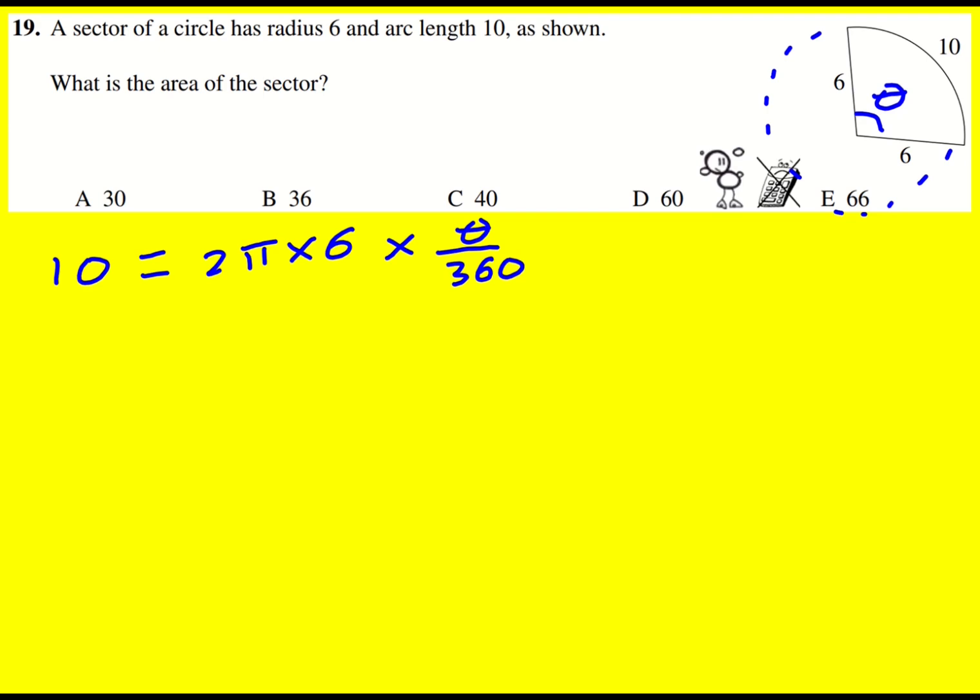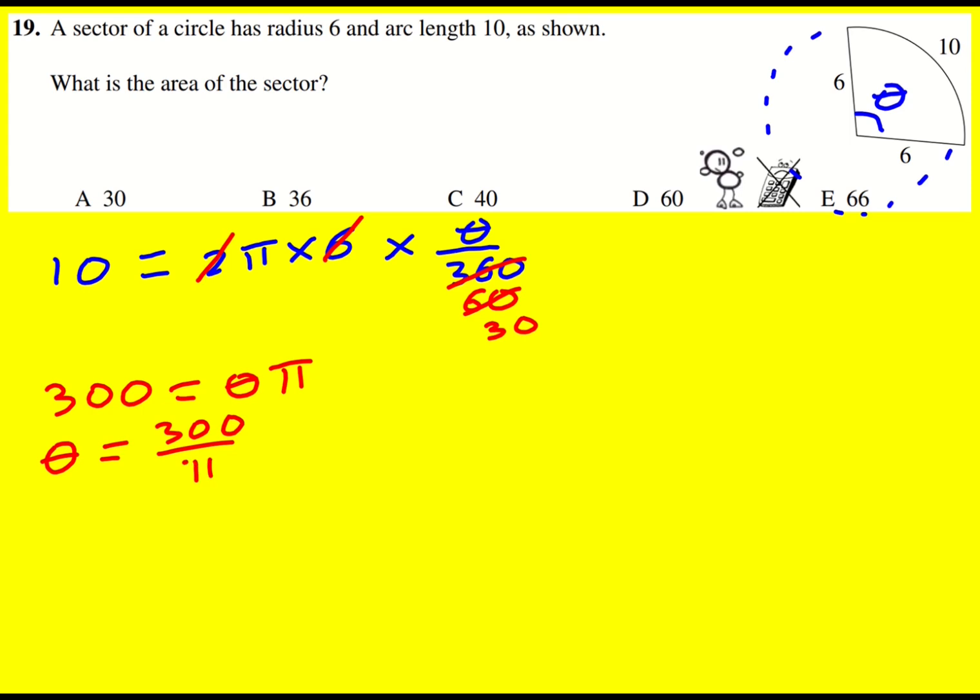What can I do now? Well, instead of timesing through by 360, my temptation is to first of all cancel things down. So if I'm timesing by 6 and dividing by 360, I can partially cancel this to divide by 60 instead. And if I'm timesing by 2 and dividing by 60, it's the same as dividing by 30. So I can times by 30 now, so 300 is equal to theta pi, or pi theta. Therefore, theta is going to be 300 divided by pi.